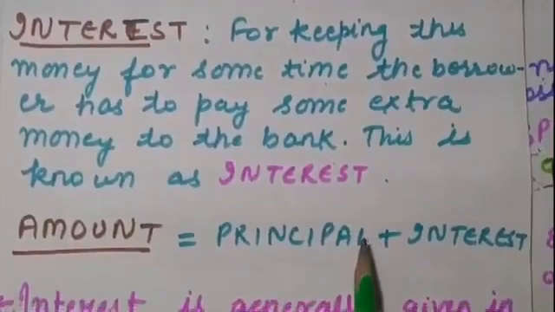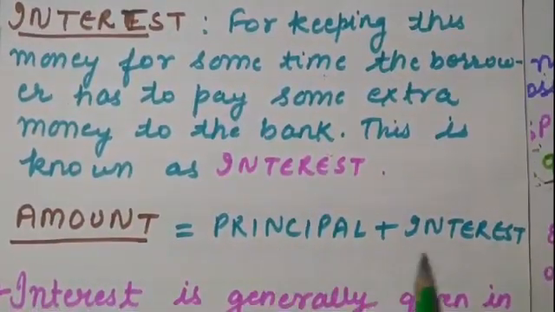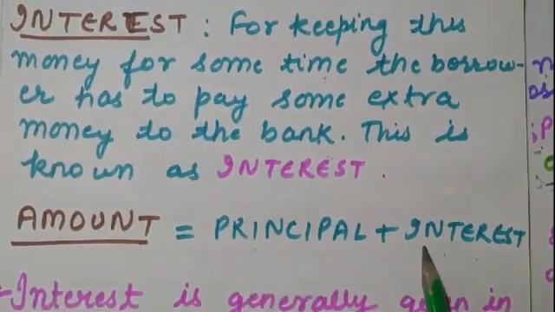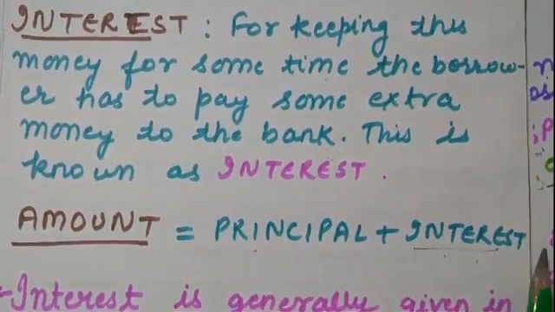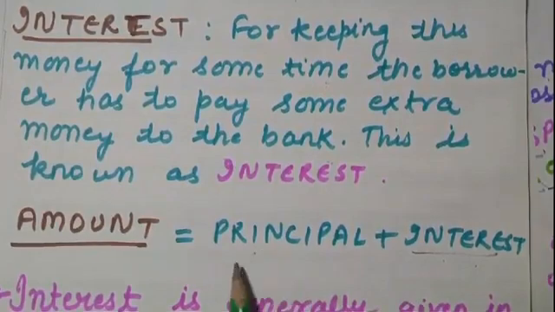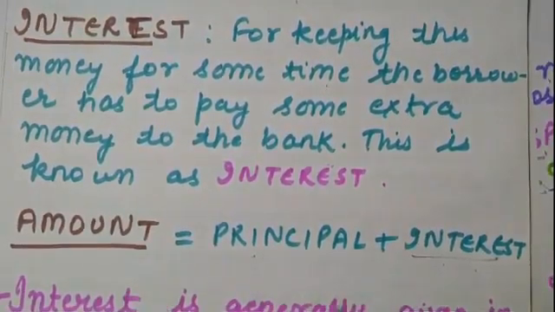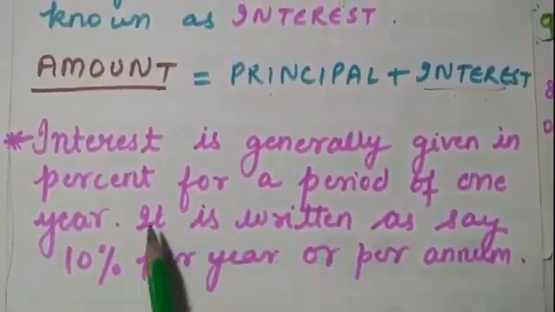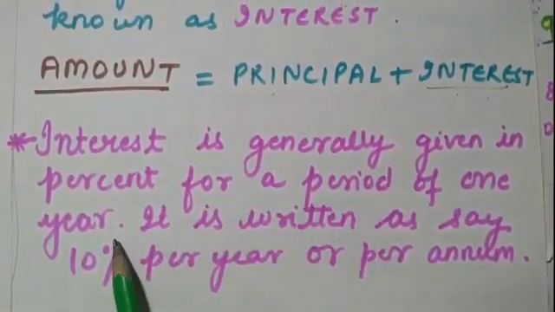Now come to the amount. Amount is simply principal plus interest. The amount that is borrowed and the extra amount for keeping the money for some time, their addition is known as amount. Now interest is generally given in percent for a period of 1 year.